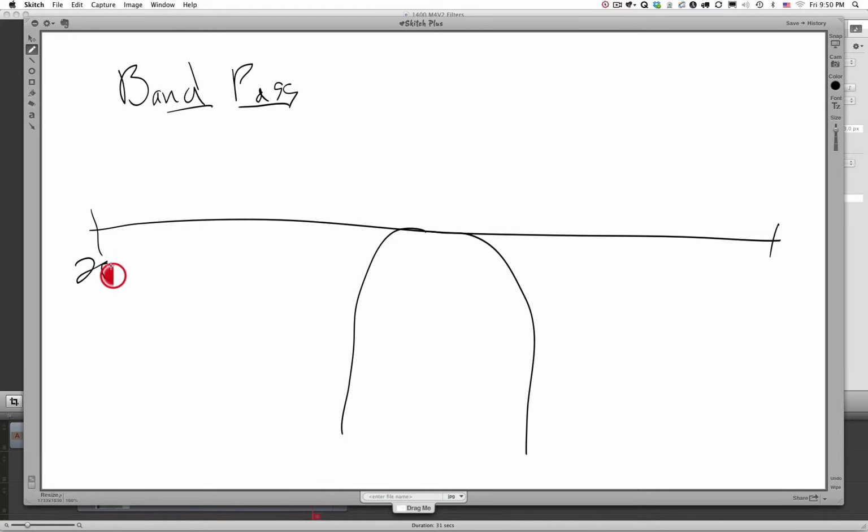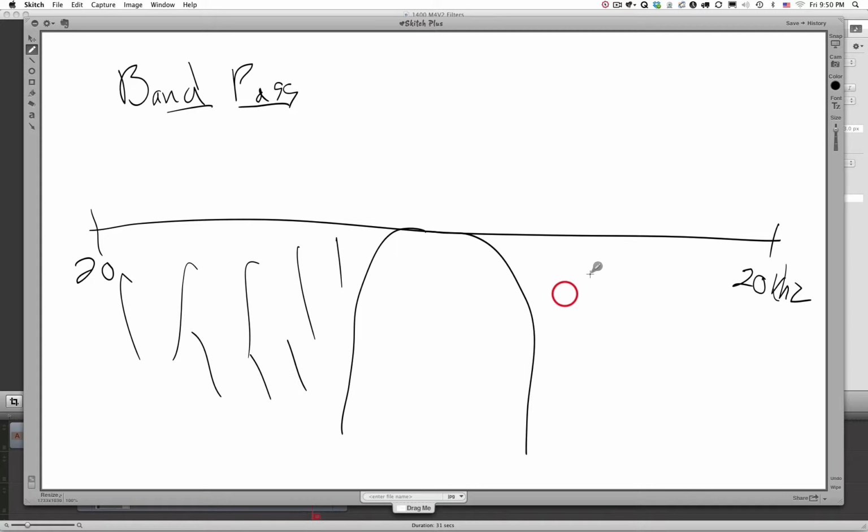Again, this is 20 hertz and 20,000, or 20 kilohertz. This is the band of frequencies being allowed to pass. All of this other data out here is going to be removed. So the only thing allowed to pass is this band of frequencies right in here.